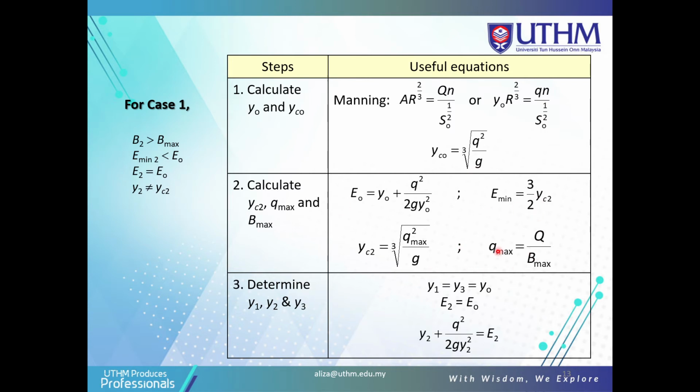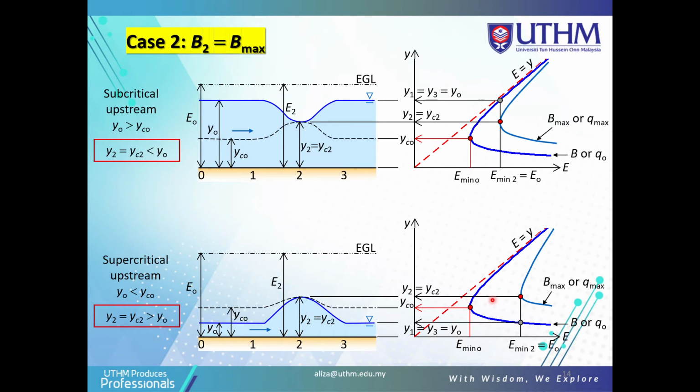Okay, so now look at how to determine y1, y2, and y3. You use this equation. This is the basic assumption for case 1. For case 2, B2 is equal to B max. So we know that Y naught is more than YC naught here, and supercritical upstream is Y naught less than YC naught here. So this is based on case 2.